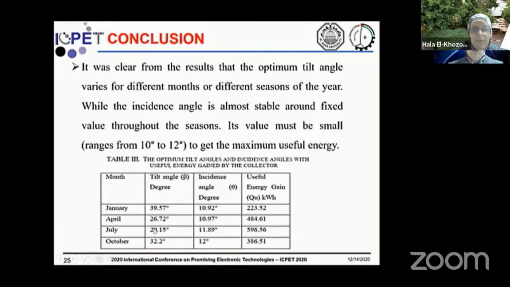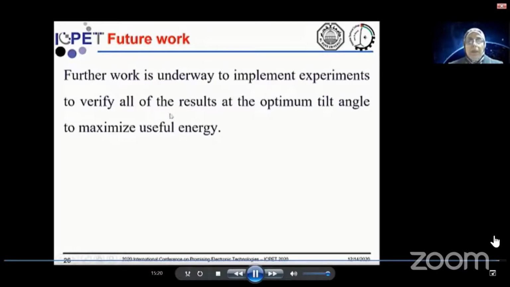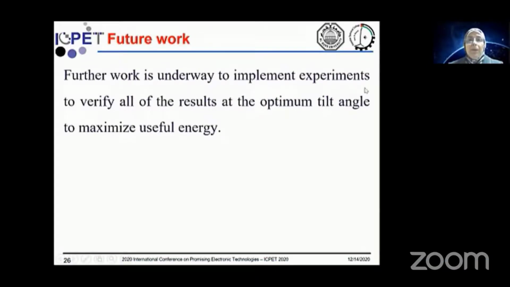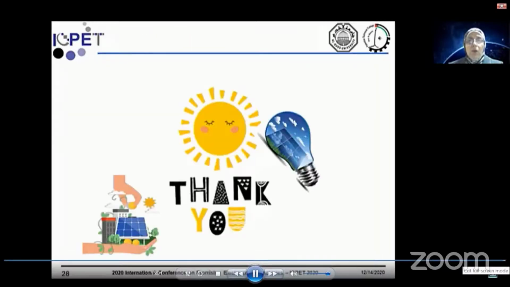The tilt angle really varies from one season to another, having the highest value in winter and the smallest in summer, and the highest gained energy is in summer and the smallest in winter. Further work is underway to complement with experiments to verify all of the results at the optimum tilt angle to maximize useful energy. Thank you for listening.